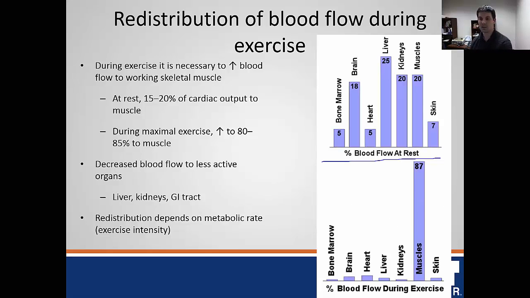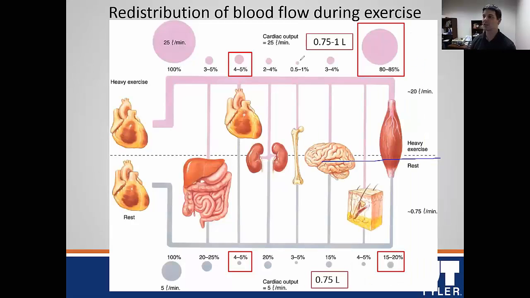So let's take a look at another way that we can look at this blood flow. So again, at rest and at exercise, I'll point out a couple things. At rest, cardiac output, you'll remember, is about 5 liters per minute. At heavy exercise, here this is slightly larger than that first calculation, but it's about 25 liters per minute.